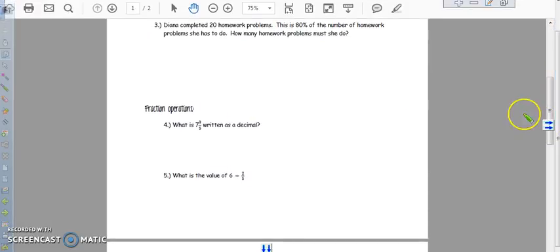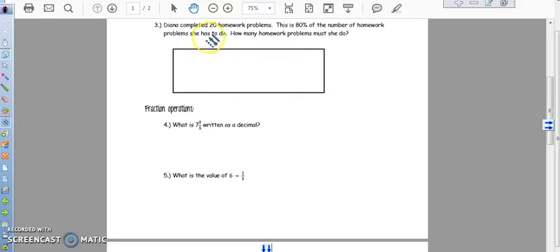Diana completed 20 homework problems. This is 80%. I'm going to stop right there. I see a percentage, so I'm going to put a ratio table and then we'll finish reading the question. Okay. So Diana completed 20 homework problems. That is 80% of the number of homework problems she has to do. We need to find the total of how many she has to do.